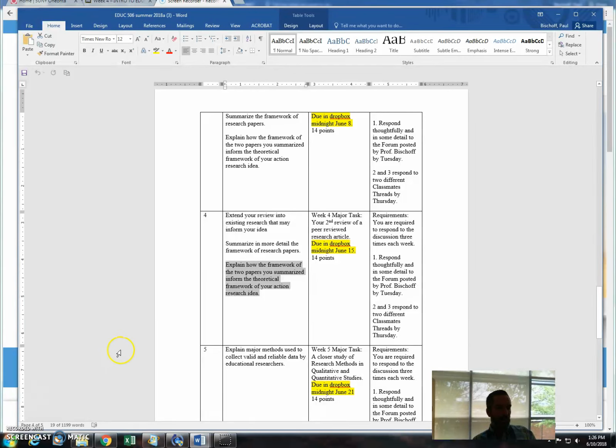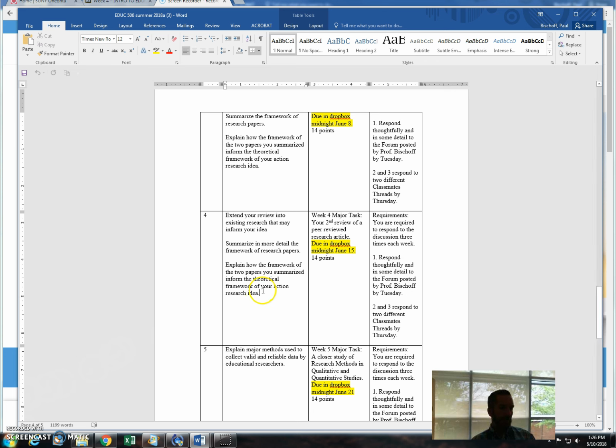I have the table that's in the syllabus pulled up here on the screen for you, and I'm looking at week 4 and the major task for week 4, which I'll explain in a moment. The big picture, though, is that this week I'm hoping that you can extend your thinking about a potential action research idea by finding and carefully reviewing a second research article and essentially drawing some connections between the first article that you read, that was last week's article, and the one that you're reading for this week.